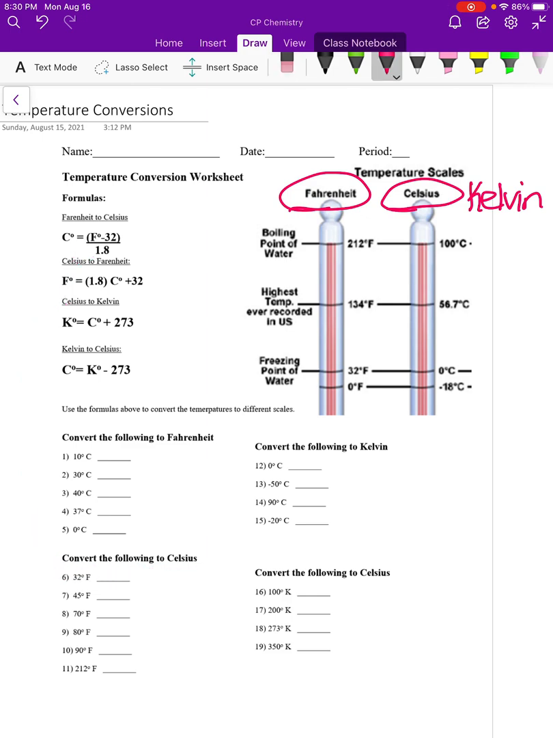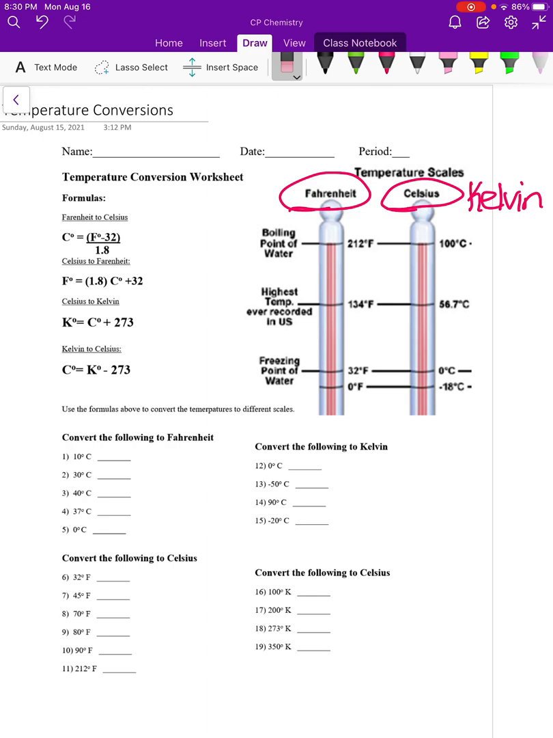All right, 12 through 15 says convert to Kelvin, and all of them are in degrees Celsius. So this time we're going to use these two that have Celsius and Kelvin in them. So you're going to plug this in for Celsius. It doesn't matter which one you do it in, you're just going to solve for K. So 0 plus 273 is 273. And then just the K behind it, not degrees K. All right, that's how you would convert to Kelvin.